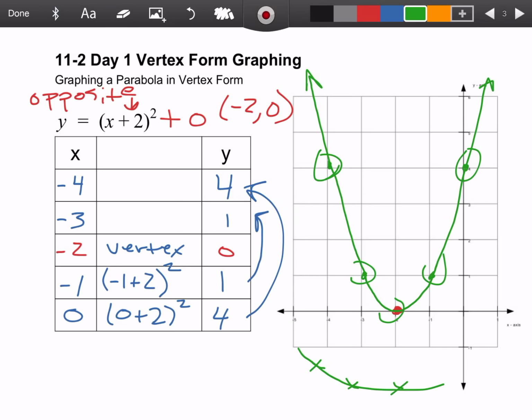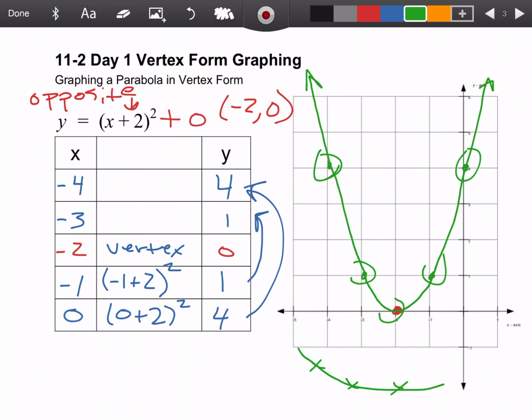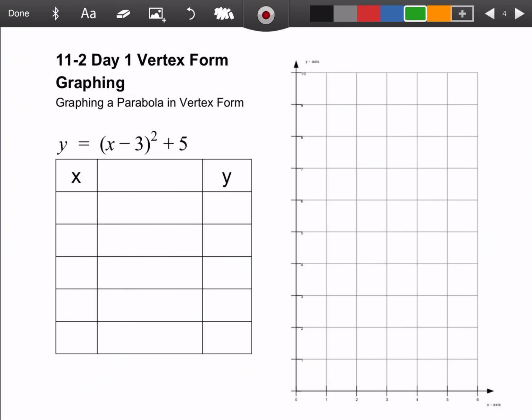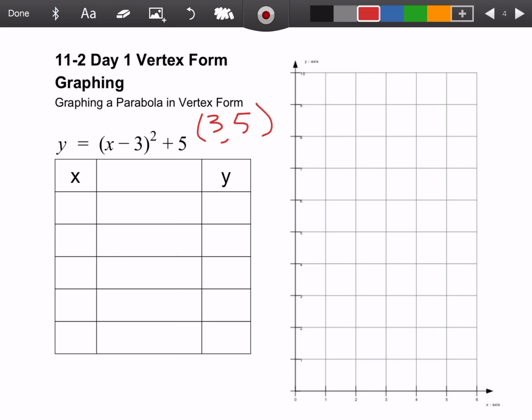So the last example, we slid up and down. Hopefully you can see this example just slid to the left 2 spaces. Now we're going to put this all together. So here we have x minus 3 squared plus 5. And so our vertex here, remember it's opposite in the parentheses, so it would be a +3, 5.